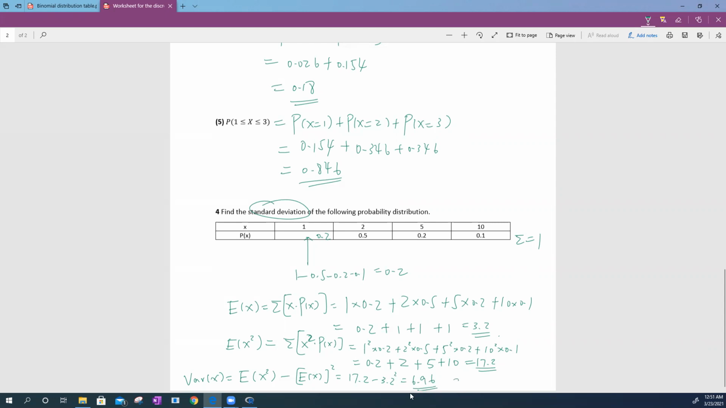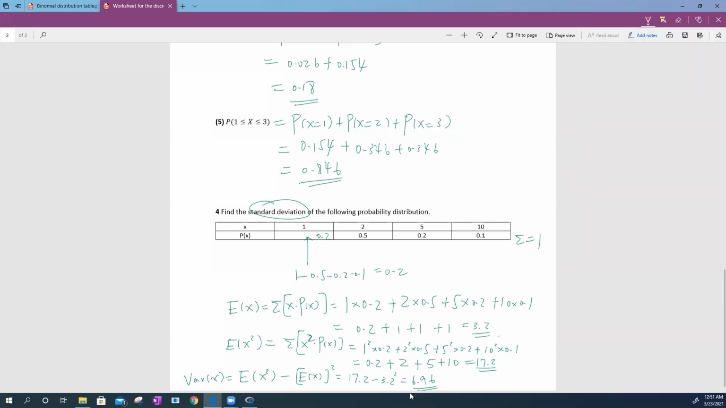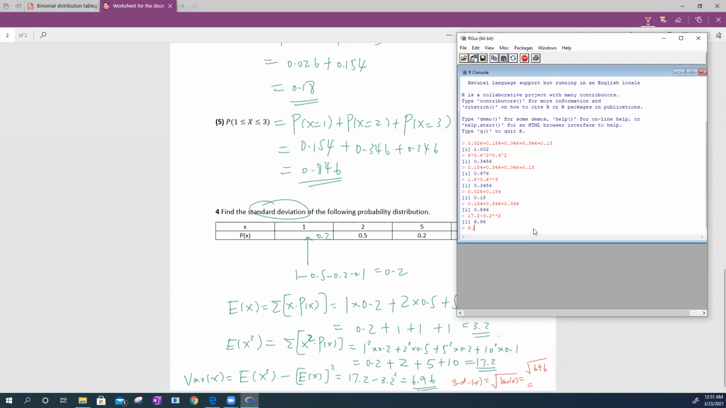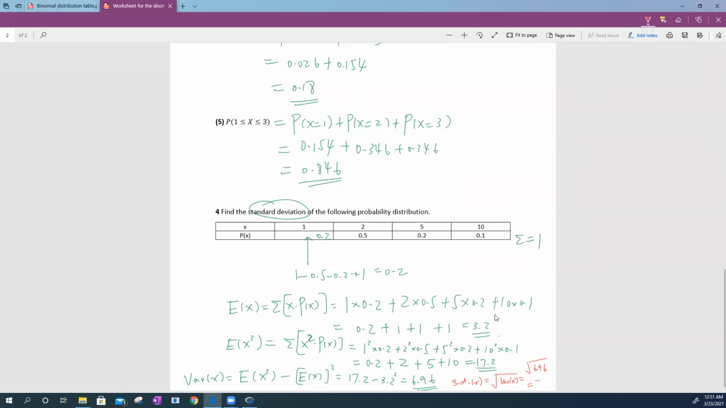We want the standard deviation. So standard deviation of x. Let's change to another color, since this is what the question really requests us to calculate. So that is the standard deviation of x equals the square root of the variance of x. That is the square root of 6.96. Let's see what it is. Square root, that's 2.638. Okay, that's the answer for this question number 4.